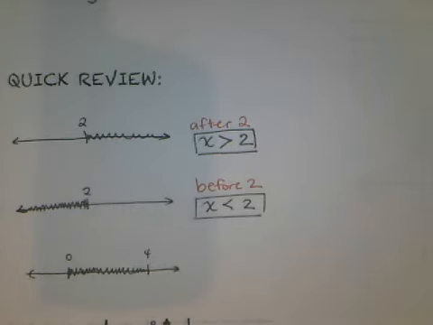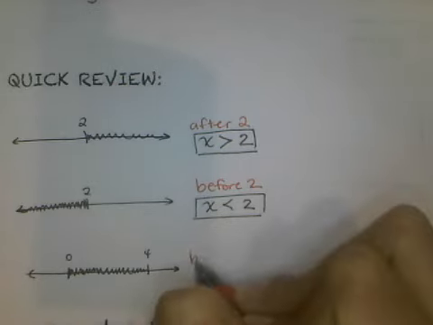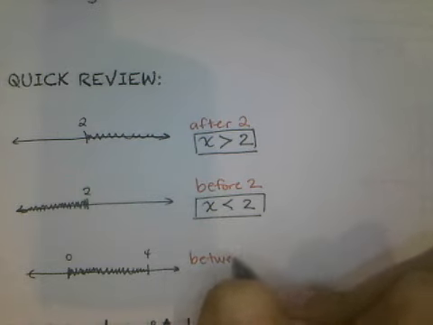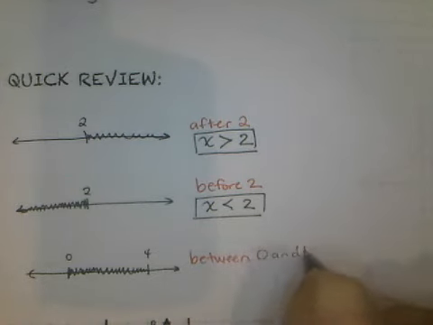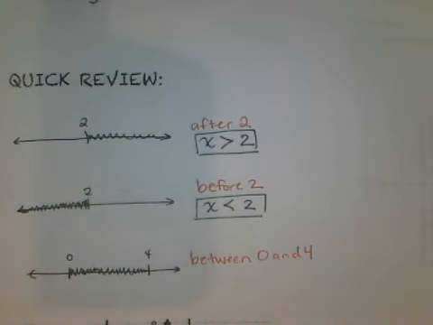So what can we make of this last number line? Well, if I just describe this in words to a non-mathematician, it would seem pretty logical to call this in between 0 and 4. The shading is between 0 and 4. That word between is your clue that the inequality for this type of graph has two inequality symbols, and X is in between each of them.